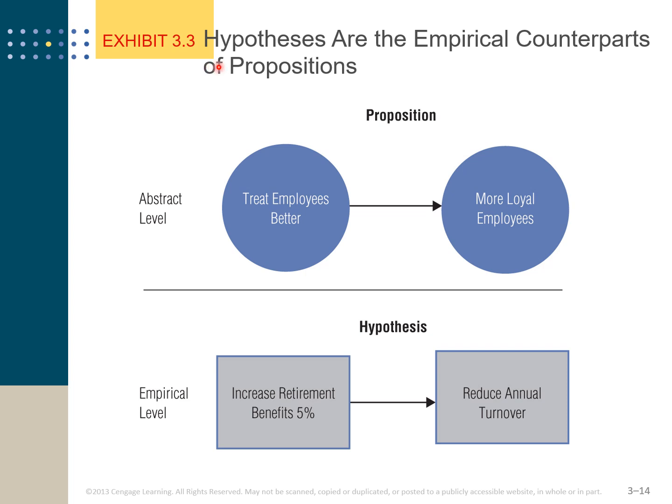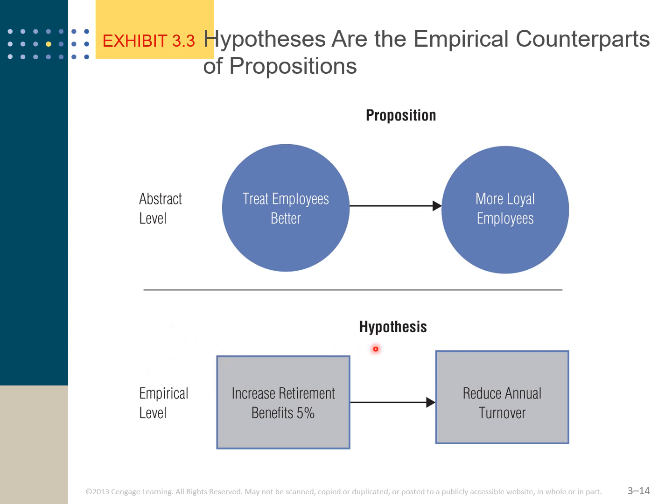Now, this slide, Exhibit 3.3, illustrates how hypotheses serve as the empirical counterparts of propositions. Remember earlier, we said that propositions are general statements linking concepts, such as treating employees better will increase their loyalty. That's a theoretical relationship. It sounds logical, but it hasn't yet been tested. The hypothesis, on the other hand, is a specific, measurable version of that proposition. It turns abstract logic into something that can be tested with data.